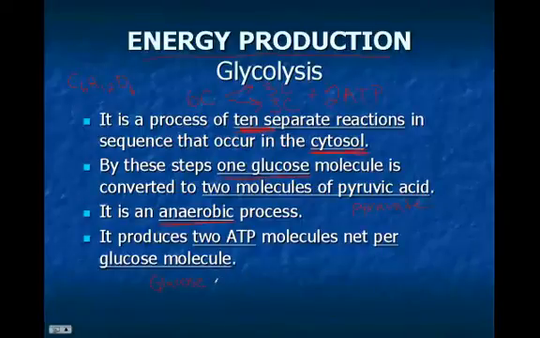And at the end of glycolysis, we end up with 2 pyruvic acid and 2 ATP. So that's your summary of glycolysis. And again, there are actually 10 different steps by which this process happens. But again, you're only responsible for knowing this information.